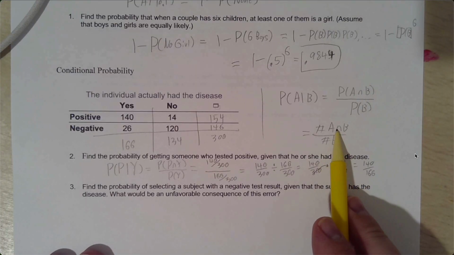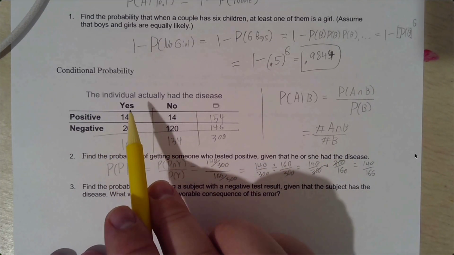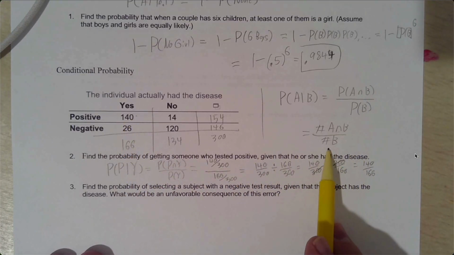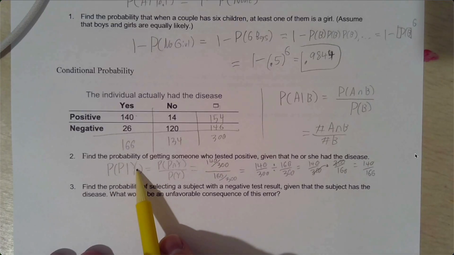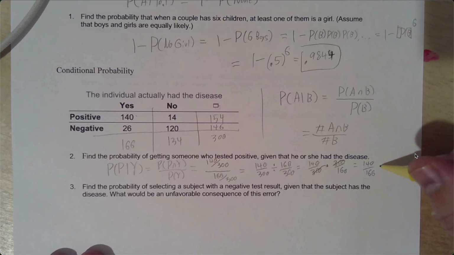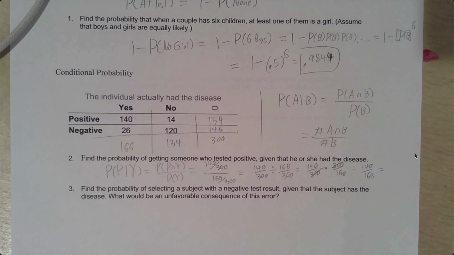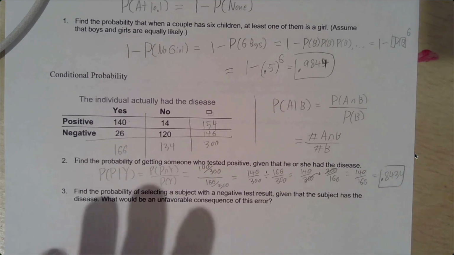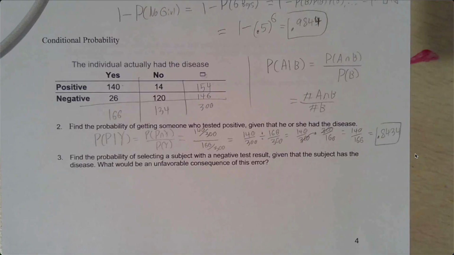It's the count of your ands, the count of yes and positive, 140, divided by your count of, in this case, yes. And my count of yes is 166. So 140 out of 166 ends up being 0.8434 to 4 decimal places. Again, it's whatever your homework deems is necessary for probability.